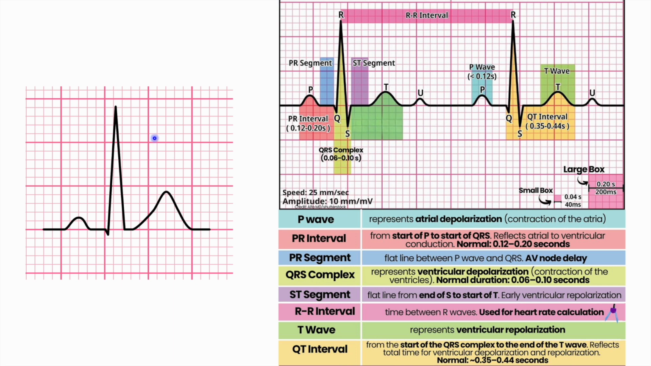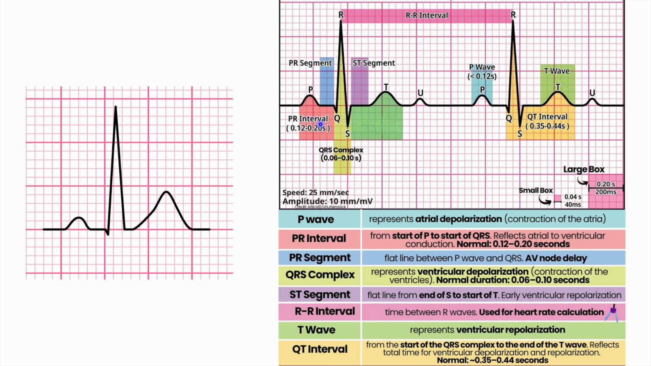You'll also notice that the EKG is written on this grid paper. And so you're going to have small boxes and large boxes. Each small box is 1 millimeter, and a large box is 5 millimeters. Each small box is 0.04 seconds, which is equivalent to 40 milliseconds, and so a large box is 200 milliseconds. This will come in handy when you're trying to measure the length of intervals.